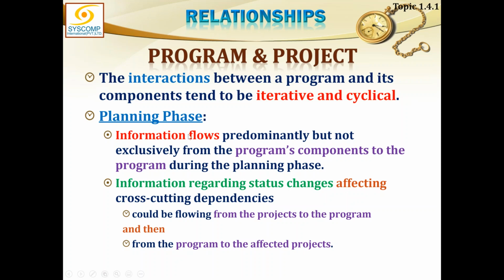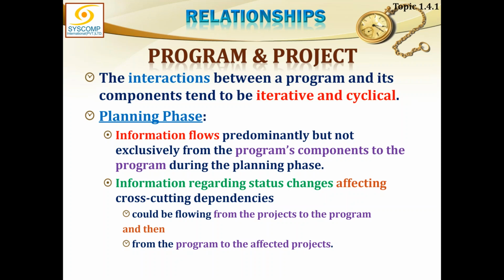This basically means that it is not the case that the subordinate components will always be feeding information to the program manager. Information flow can also go from program to the component level. You see, there is a to and fro movement. For example, if strategy changes and program strategy has to be amended accordingly, this amendment has to be informed to all. The program management plan will be amended, and the changes will have to be communicated down to the projects so they can also realign themselves.